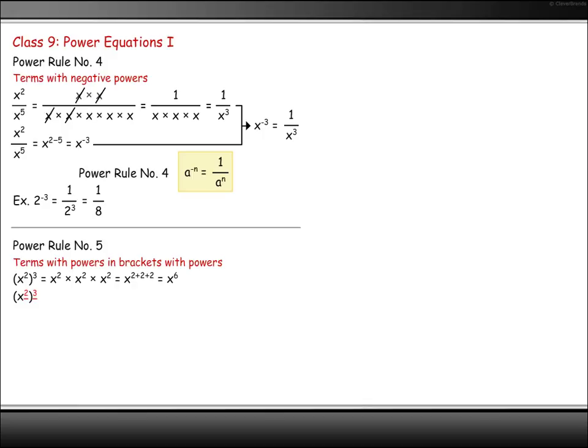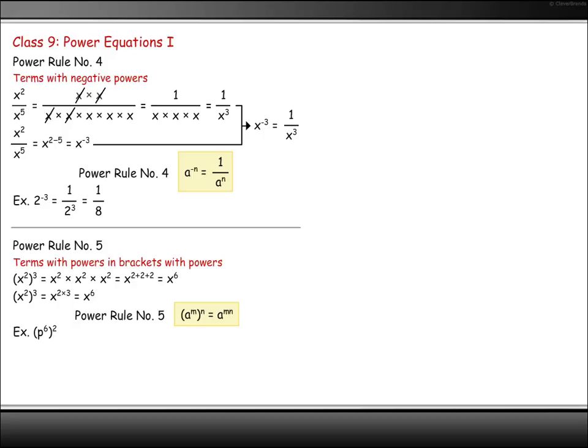There is a quicker way. Just multiply the powers together when you see a power in a bracket which has a power outside it. Once again, you get x to the power of 6. This leads on to power rule number 5. A to the power of m, all to the power of n, is equal to a to the power of mn.